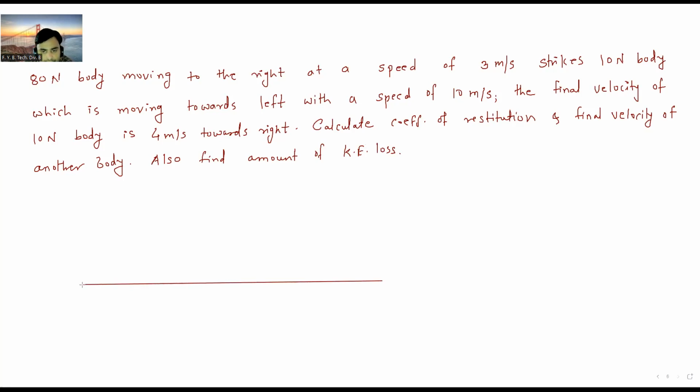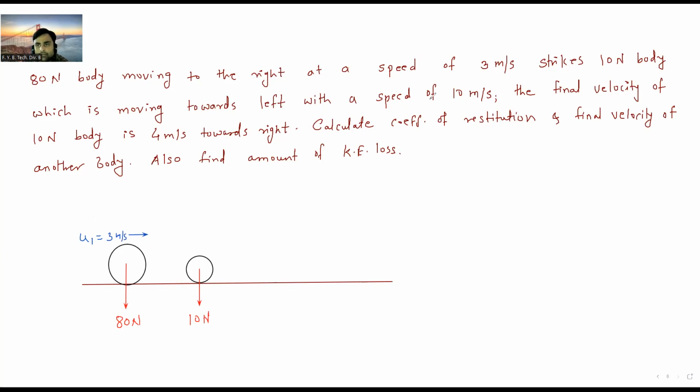Now this is the surface. Suppose this is the body of 80 newton and this is the body of 10 newton. Weight 80 newton, 10 newton. Sorry, 80 newton, not kilonewton, and 10 newton. The 80 newton body is moving to the right at a speed of 3 meter per second. So u1 is equal to 3 meter per second.